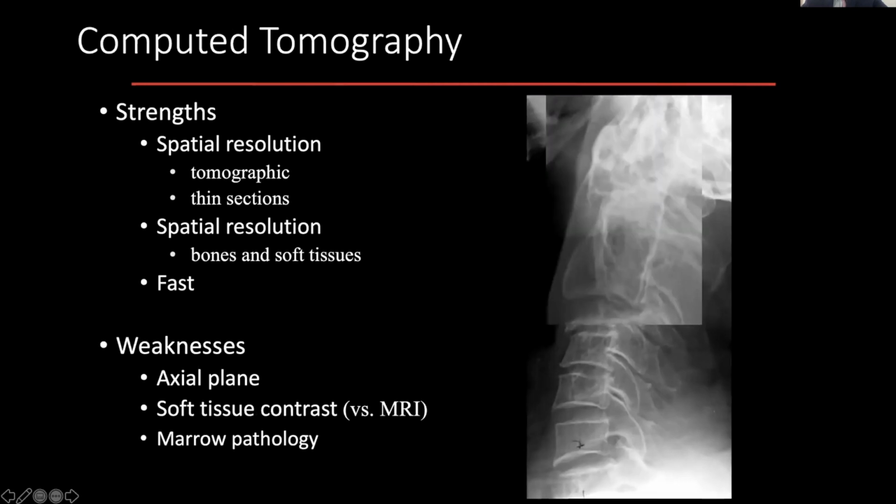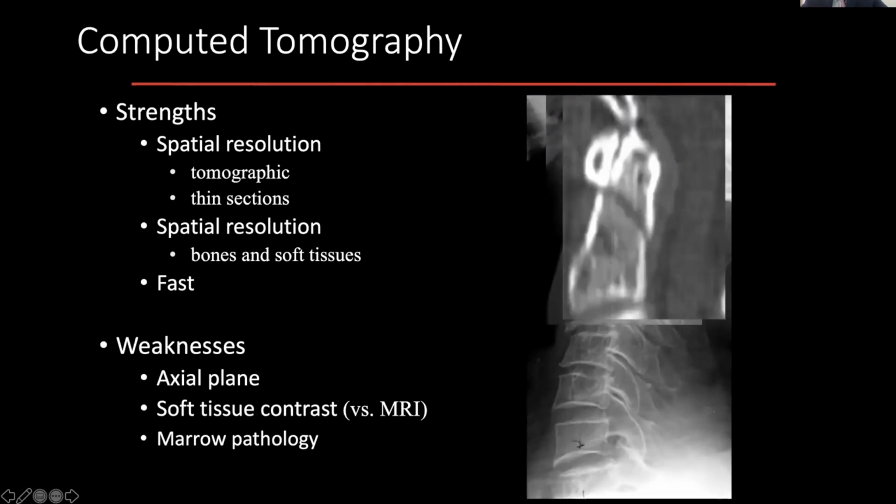So CT, obviously, you start off with a plain film, and you are now able to get not a single superimposed image. You have a tomographic representation across a single plane with multiple slices, and this is a high spatial resolution. Spatial resolution is a term we use in radiology to say that you're able to depict very small structures. And you're able to see bone particularly well, especially cortical bone. Soft tissue not as well, but certainly better than you would see on a plain film.